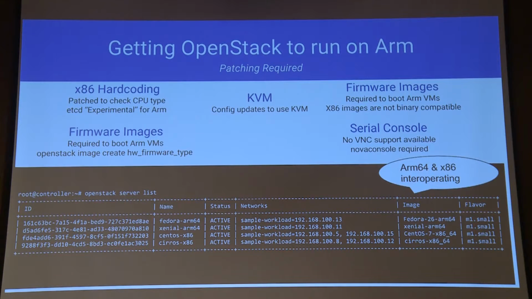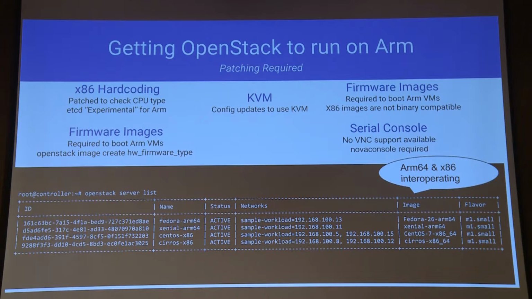There are some additional firmware images. You do need to make some changes to switch the compute over to KVM. You do need to have firmware images defined in the images that you create. And interestingly enough, ARM systems do not have VNC support, so you need to install some additional software so you can access the console on those machines through the serial. All of these instructions I have made available in GitHub, so you can log into GitHub and take a look at what you need to do to get an ARM-based system up and running.